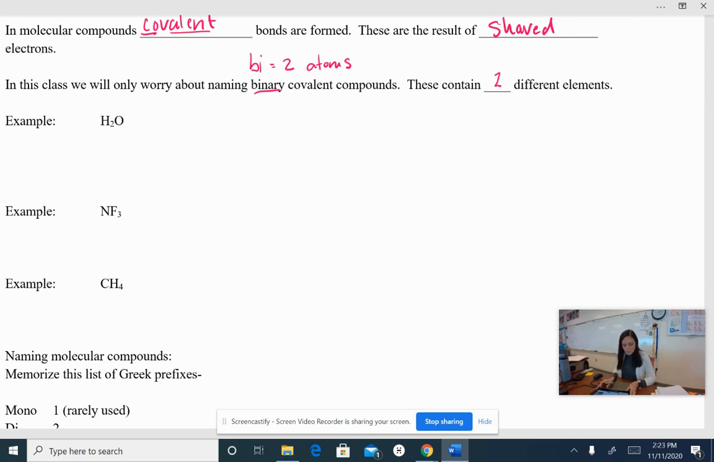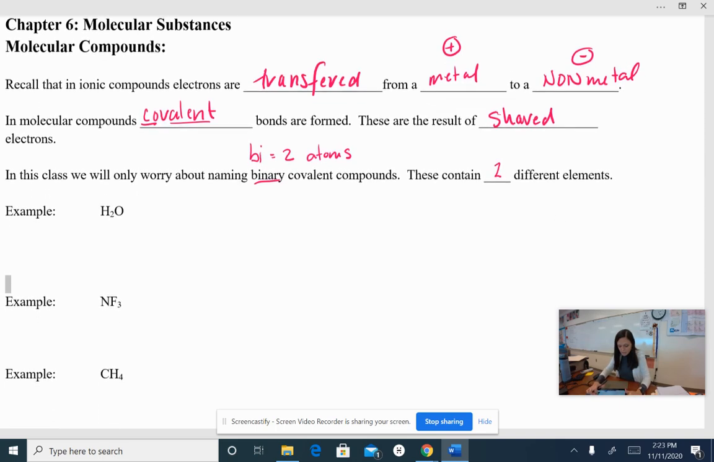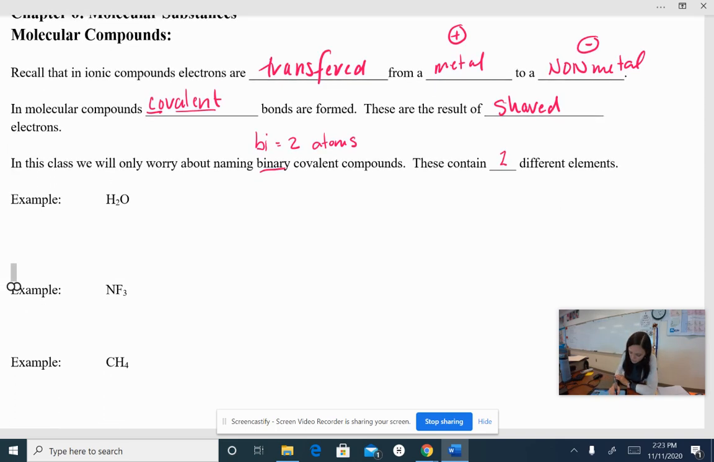So example, the first one. This is two hydrogens with oxygen. Hopefully you already know the common name for it. The common name for this is water. But if we want to do the scientific name for it, we are going to call this dihydrogen monoxide. Okay? Hopefully you are seeing some words that you know mean numbers.